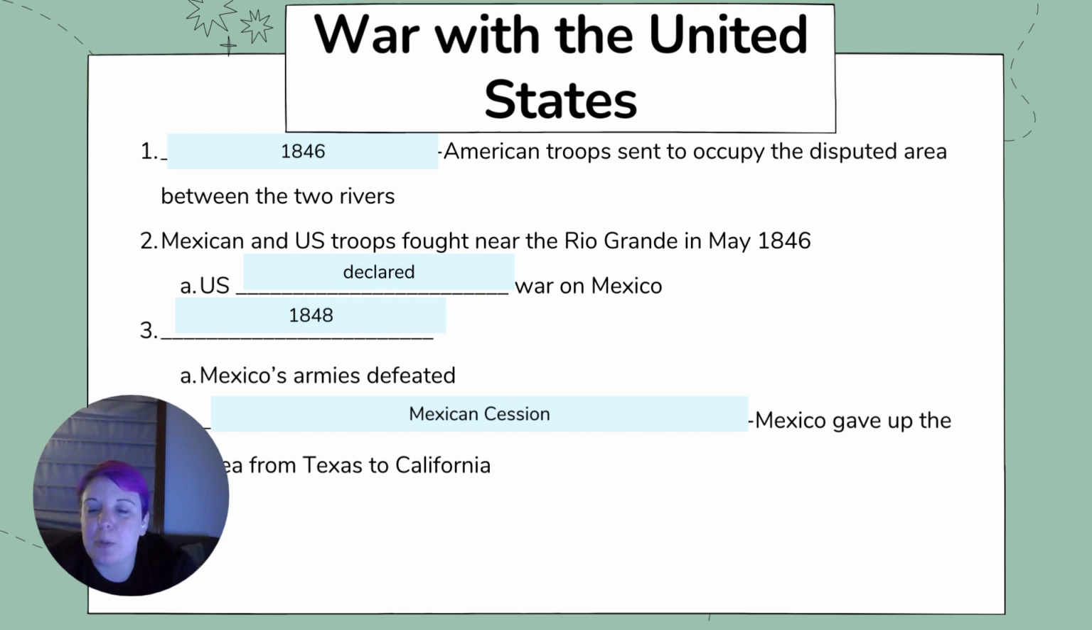So Santa Anna's troops battled the U.S. Army, but were defeated after 2 years. As a result, in 1848, Mexico gave up the area from Texas to California. This land became known as the Mexican Cession. In 1853, Santa Anna sold further Mexican land to the United States in what came to be known as the Gadsden Purchase. In Mexico, many people opposed or objected to this decision.